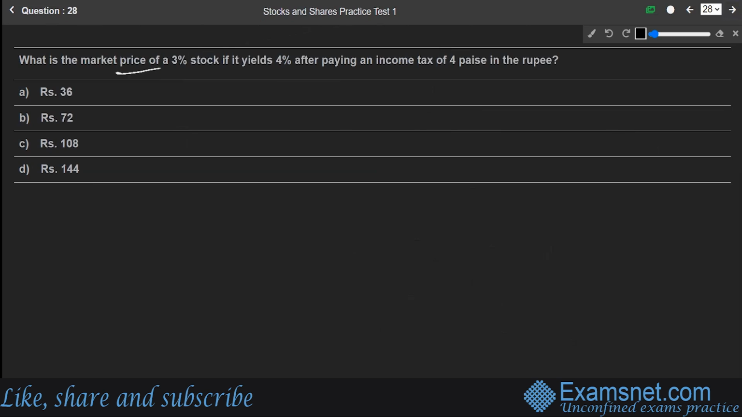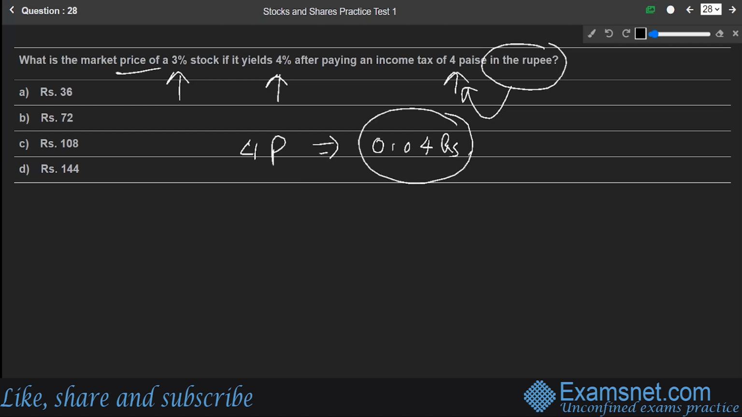Now, what is the market price of 3% stock if it yields 4% after paying an income tax of 4 paise in the rupee? Okay, so what does the question say? If you are earning 1 rupee, then you will have to pay 4 paise as income tax. So 4 paise converted into rupees is nothing but 0.04 rupees, because 1 rupee has 100 paise. So this much is the tax that is to be paid when you earn 1 rupee.